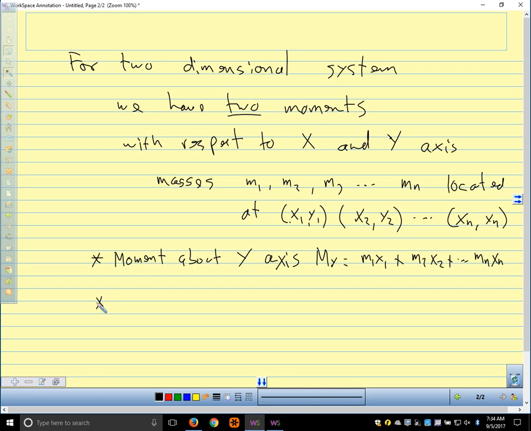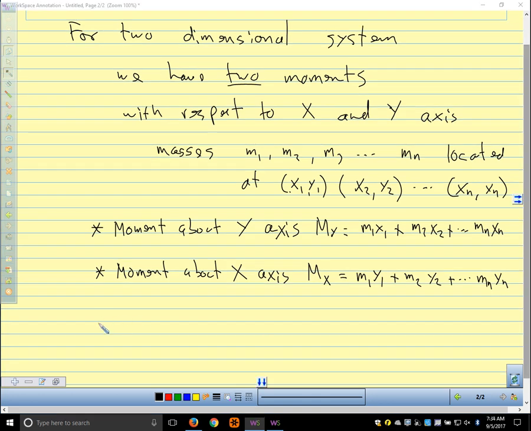And the moment about the x-axis, m sub x, is m1 y1, because y is the distance from the x-axis, plus m2 y2, plus dot dot dot, m sub n y sub n.